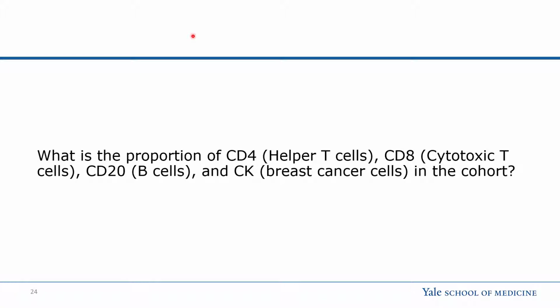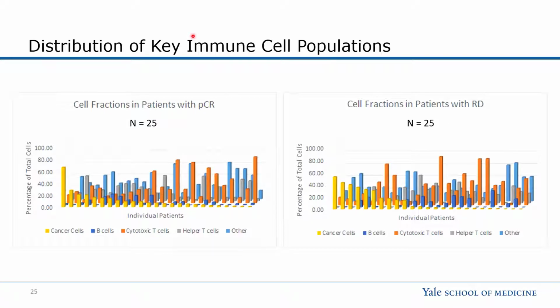So our first question is, what is the proportion of CD4, CD8, CD20 cells, or the general immune cells in the cohort? Using the process that I've just described, here's the distribution within our population. Again, in our 25 patients with pCR and our 25 patients with residual disease, we see that our most abundant immune cell population is the CD8 population. And then after that, we have the CD4 population, which is in gray. And in the dark blue is the B cell population.